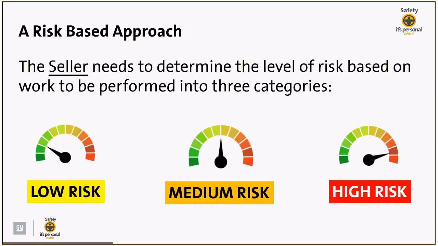The whole safety contract management program is focused on risk. It is a risk-based approach. The seller needs to determine the risk level based on the work performed, and there are 3 categories: low risk, medium risk, and high risk. As you can see in the slide here, the word seller is underlined because this is the seller's process, right? The seller or contractor is the one that is evaluating the risk level of their employees. GM is simply looking at it from a standpoint of, are you fulfilling your contractual requirements?